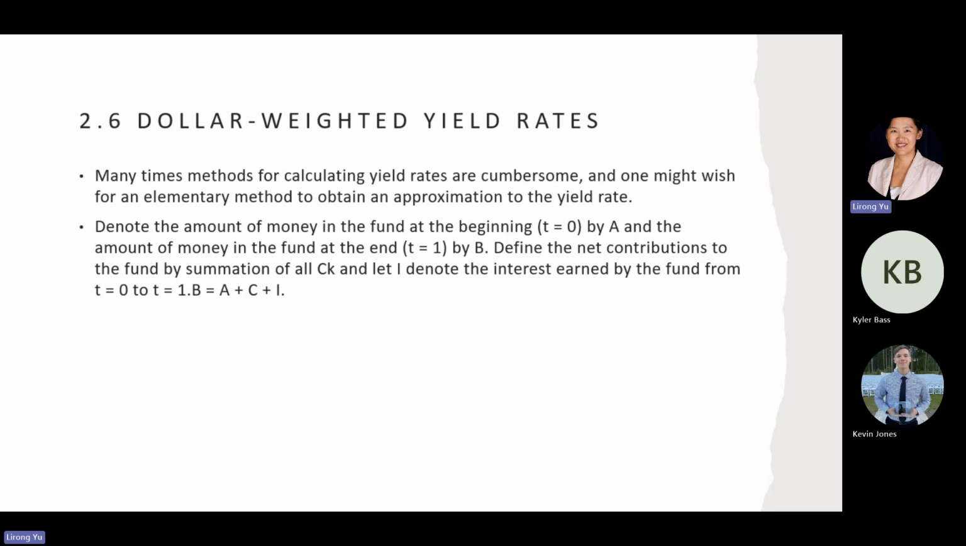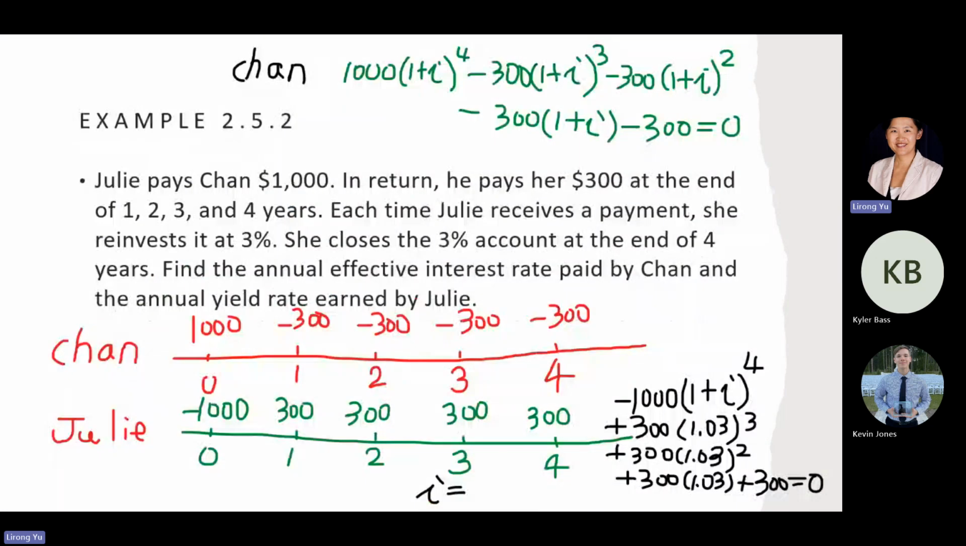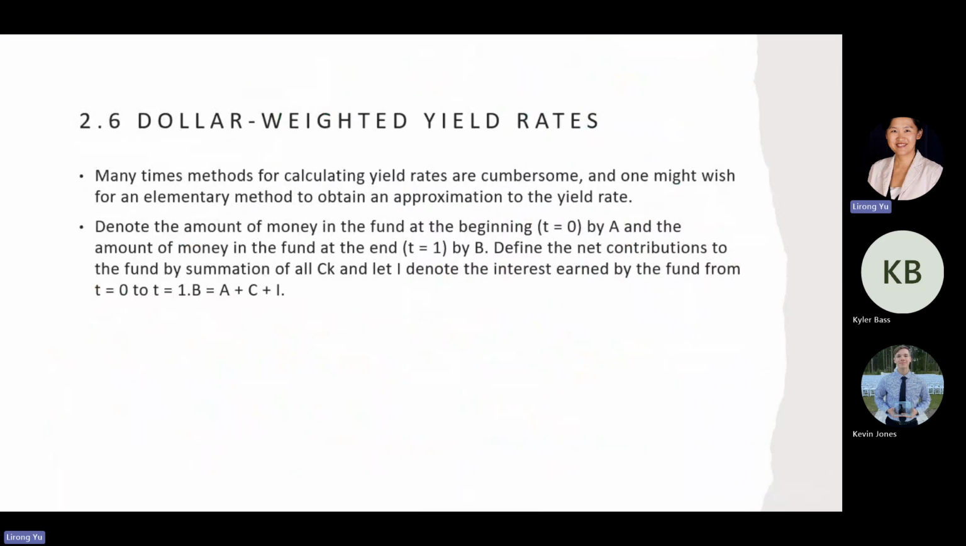All right, I'm going to use a dollar-weighted yield rate question as our practice question for today on the paper. Now, many times after calculating the yield rate, one might wish to find an elementary method, which means one that doesn't involve solving a higher order polynomial. So occasionally you see a situation that is difficult to do algebraically, and we are trying to find a close enough numerical answer.